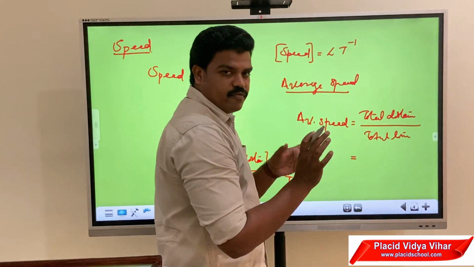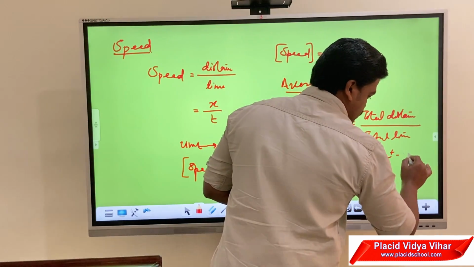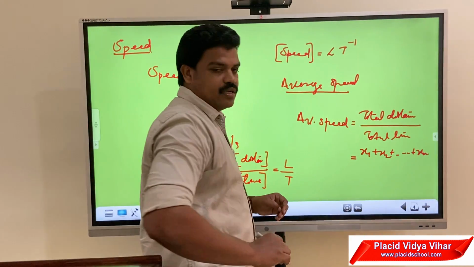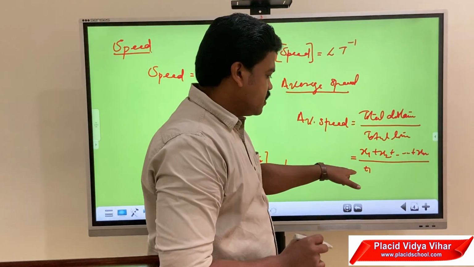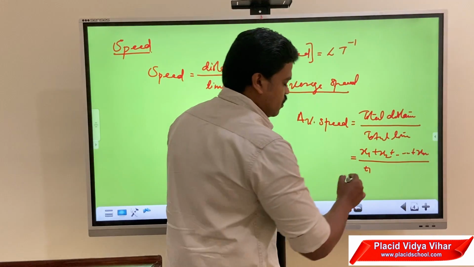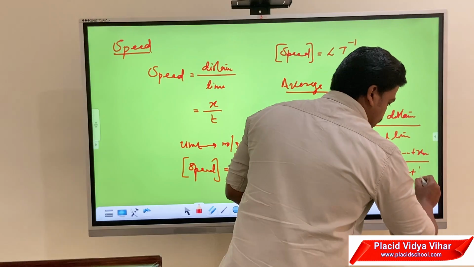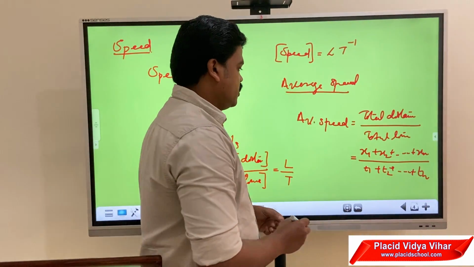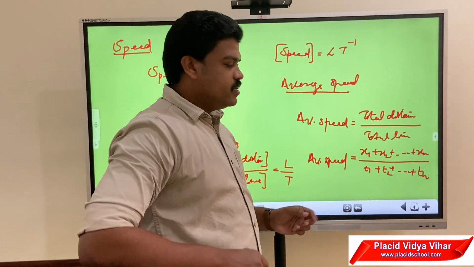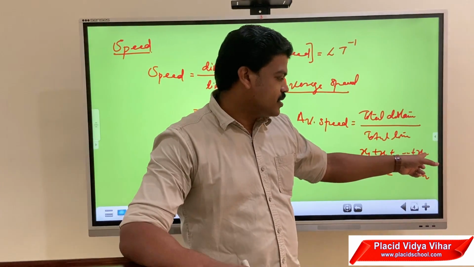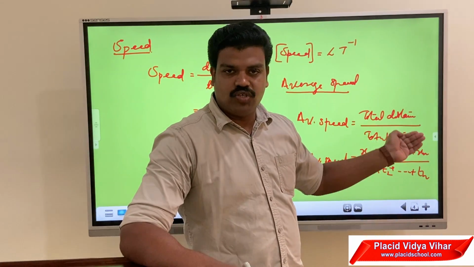Suppose we have n different distances for the same body, then x1 plus x2 plus etc plus xn are the total distance covered in different intervals of time, like t1 is the time taken by the particle to cover the distance x1, plus t2 is the time taken to cover x2, plus etc plus tn. Thus we get the value of the average speed. So average speed is total distance covered, x1 plus x2 plus x3 plus etc plus xn, divided by total time taken, t1 plus t2 plus t3 plus etc plus tn.